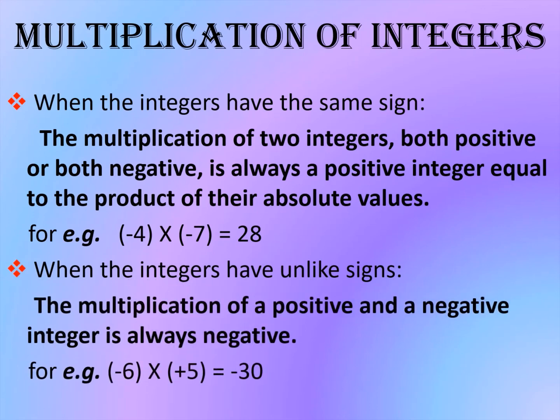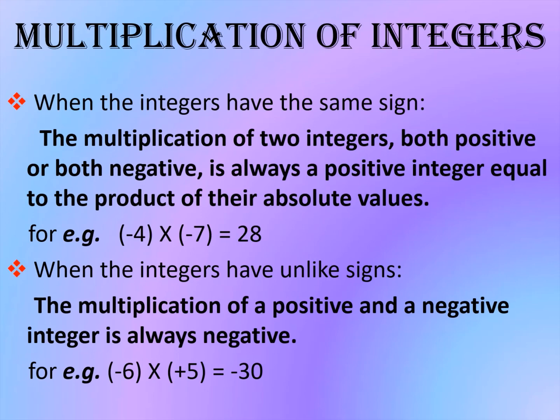So now let's discuss multiplication of integers. When the integers have the same sign, the multiplication of two integers, both positive or both negative, is always a positive integer equal to the product of their absolute values. For example, minus 4 multiplied by minus 7 gives positive 28.